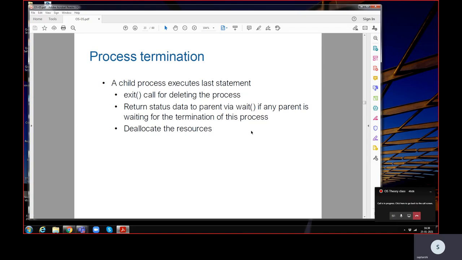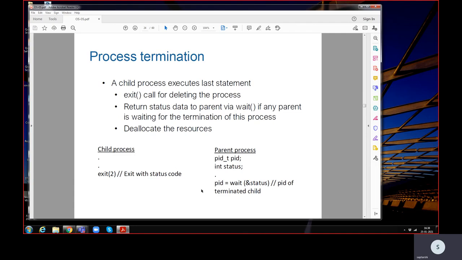So we have discussed several operations. One was creating a process, fork. Second was exec, by which a process can be replaced by another process. Then we discussed wait, by which a process can wait for its child to complete. And finally, we have discussed exit. So now let's look at some examples which will connect these system calls.